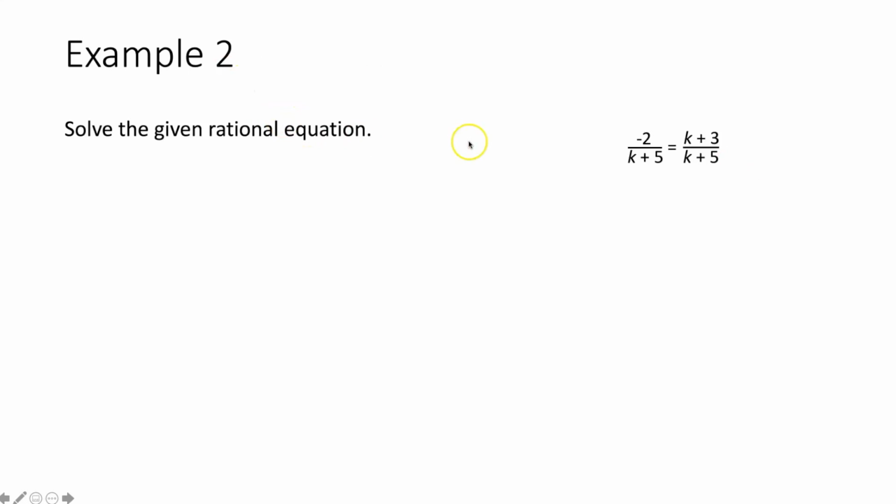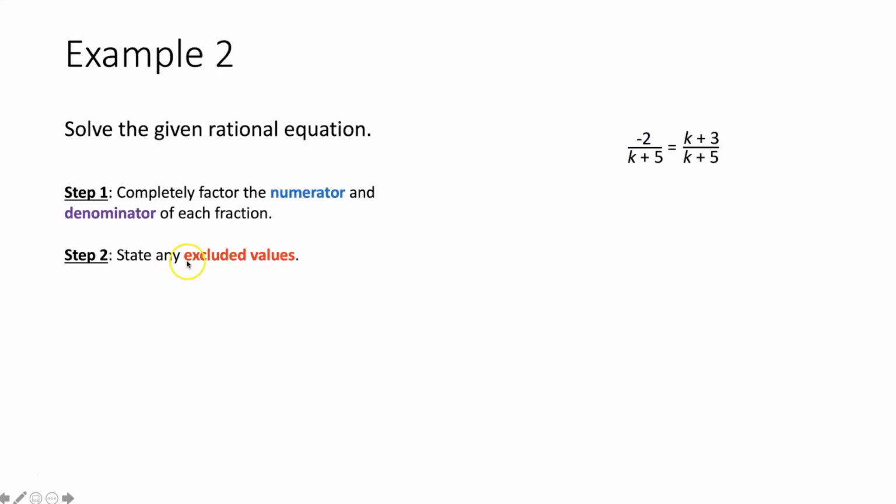Example 2, doing the exact same thing. So we have a rational equation. How do we solve this? Well, we need to first completely factor the numerator and denominator of each fraction. So we look, the numerator and denominator of each fraction look like they are completely factored. They're binomials this time, and there's nothing we can take out of each of these terms. So we're good. We can move on to step 2, where we state any excluded values.